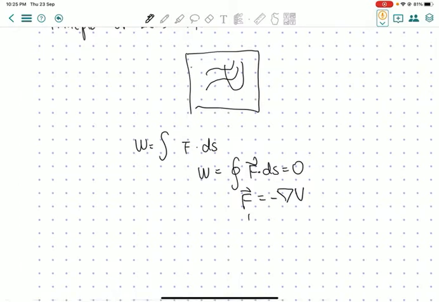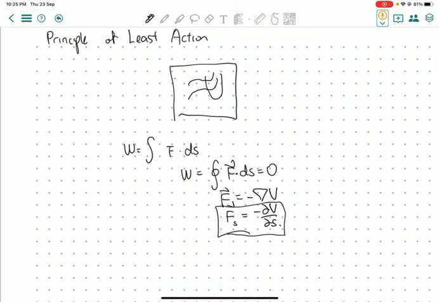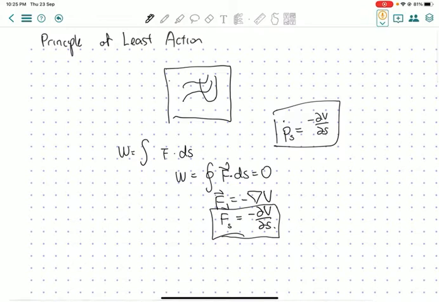So for some arc length parameter s, we write partial V over partial s. This is just a matter of redefining what Newton's second law tells us. We know that force is the rate of change of momentum, so we write p dot with subscript s equals minus partial V over partial s. That's how we redefine Newton's second law of motion as the gradient of a scalar potential function.